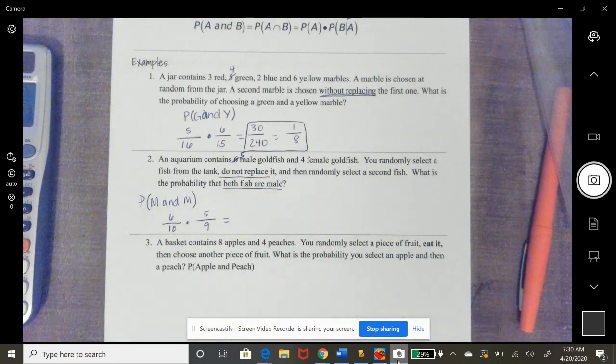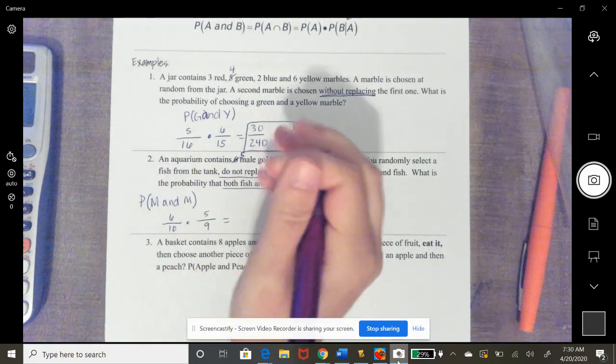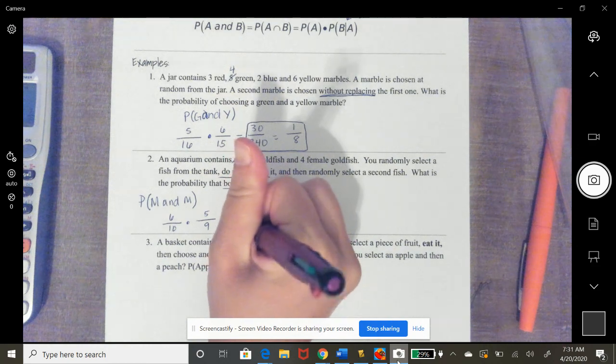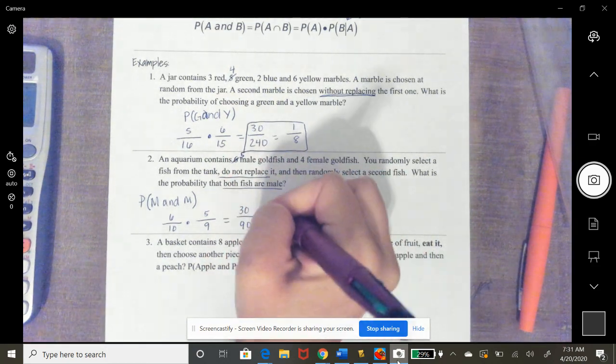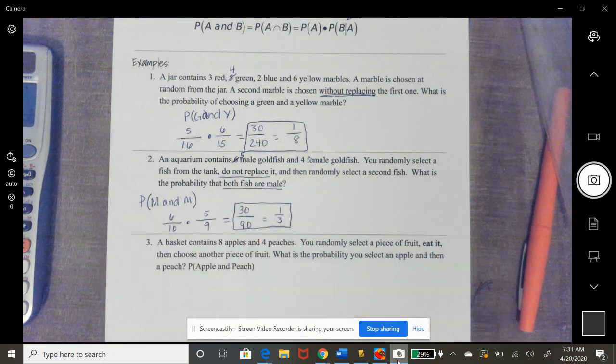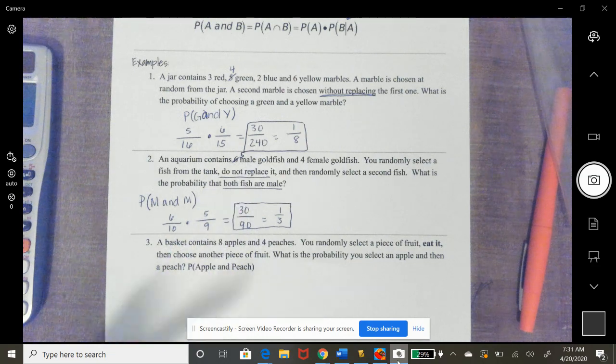That one actually affected the numerator and the denominator because you drew the same thing 2 times. Then we can multiply straight across. 6 times 5 is 30. 10 times 9 is 90. So 30 over 90, or 1/3. If you see the same one twice, make sure you reduce that value as well.